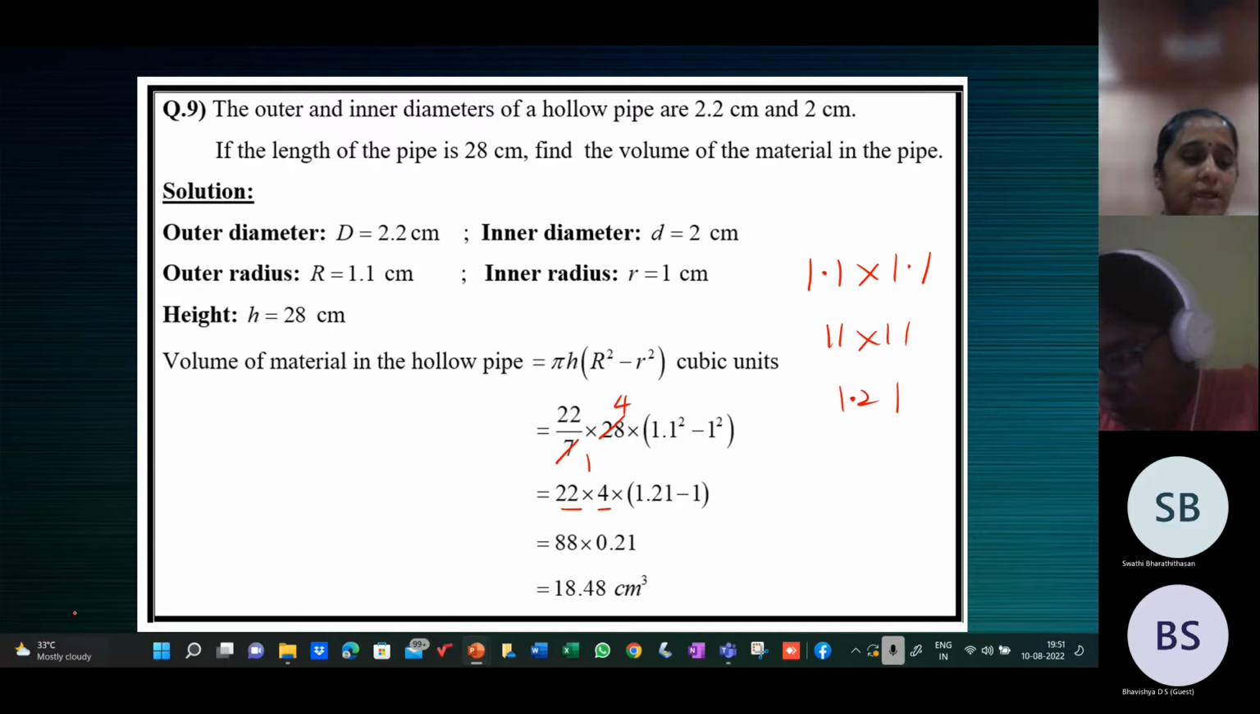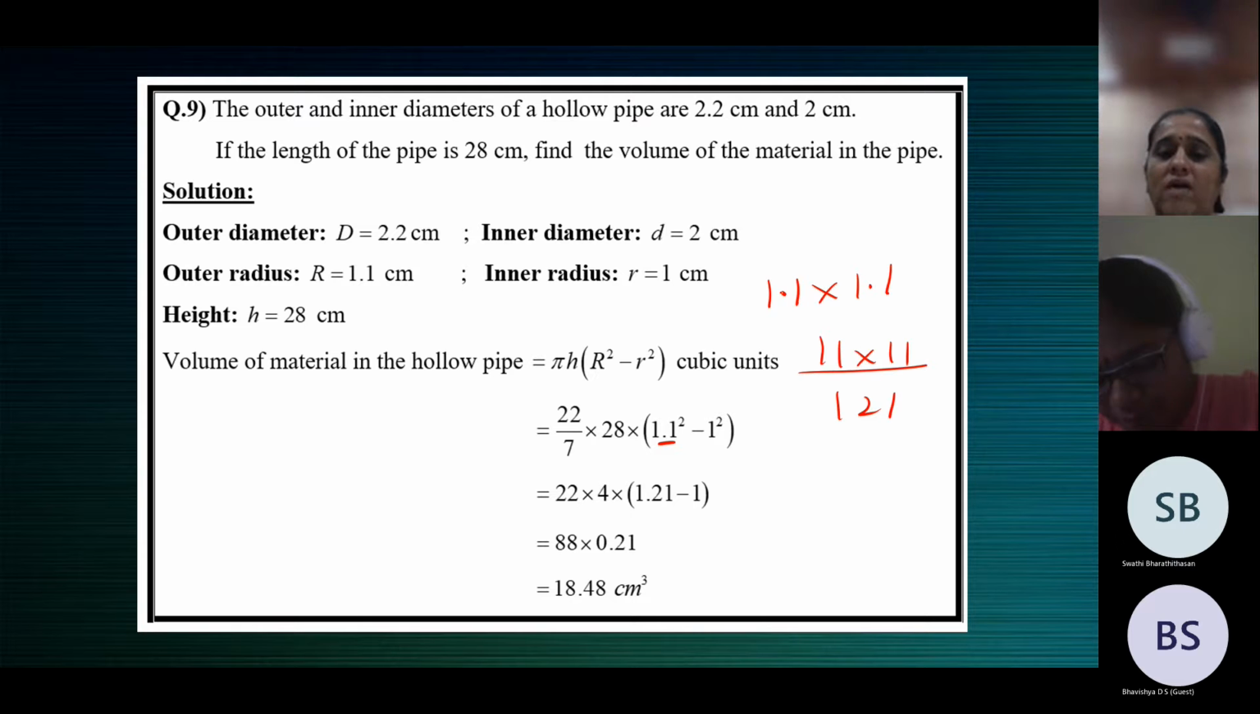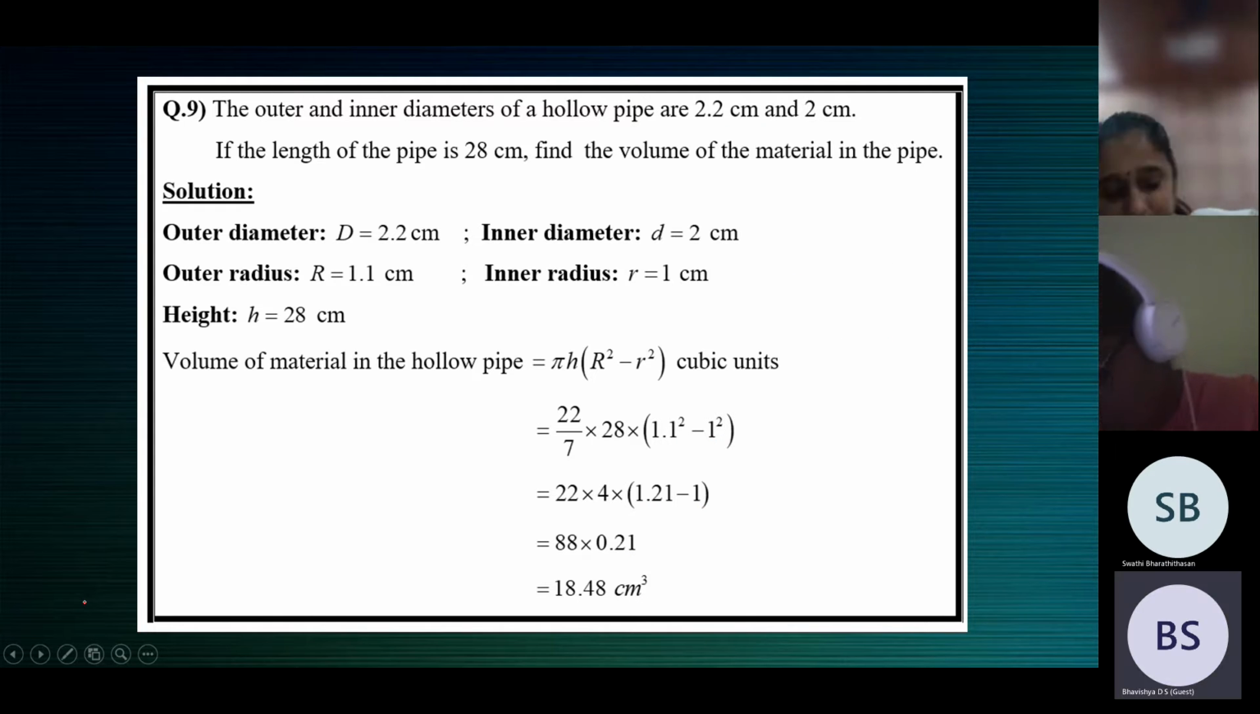I'll tell you again. See here, 1.1 square means 1.1 into 1.1, which means 11 into 11. 11 11s are 121. Now after the decimal point, there should be 2 digits. So 1.21 is the answer. 1 square is 1. Now 1.21 minus 1 is 0.21. Yes, Bhavishya? Yes, ma'am, understood. Okay.